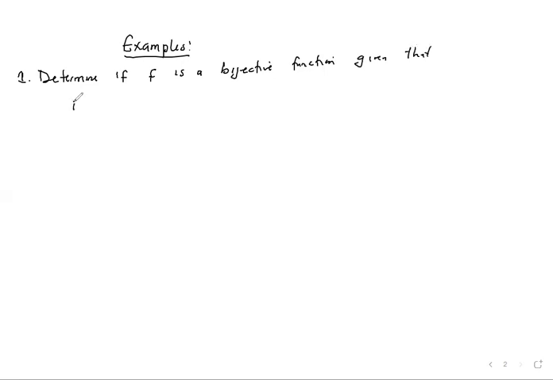Given that (a) f(x) is equal to (1 + x) over (2x - 3). (b) f(x) is equal to x squared minus 4. Solution.